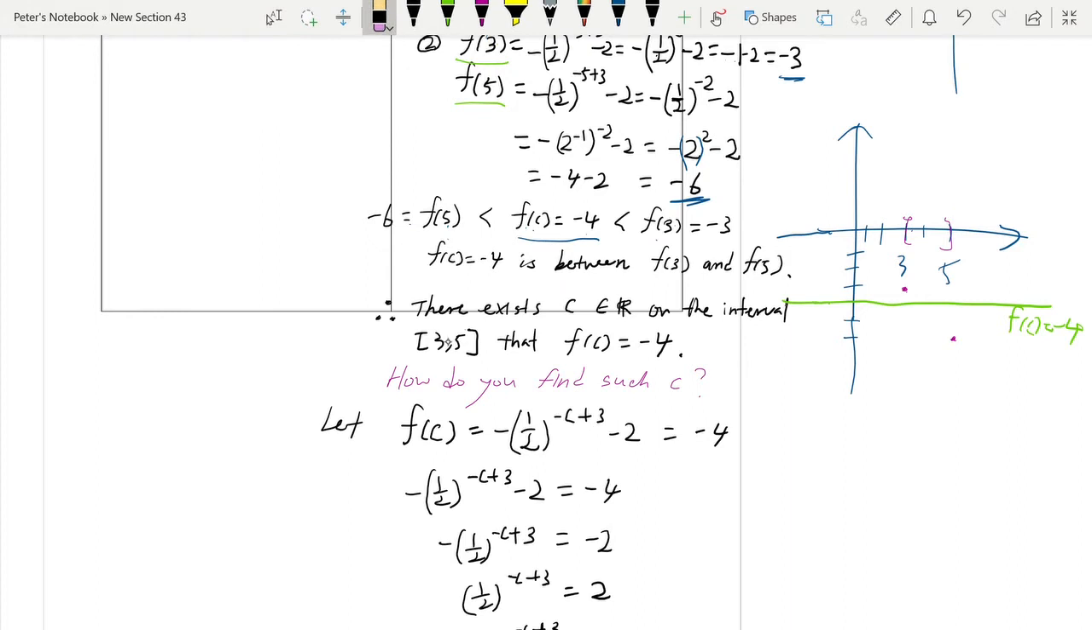You know what? Let's be a little bit more technical here. It should actually be the open interval 3 to 5, because we're not supposed to include 3 and 5 here. So there exists a real number c on the open interval 3 and 5, that f of c is equal to negative 4. All it's saying is that graphically speaking, it needs to cross f of c equals negative 4 at a certain point within this interval.